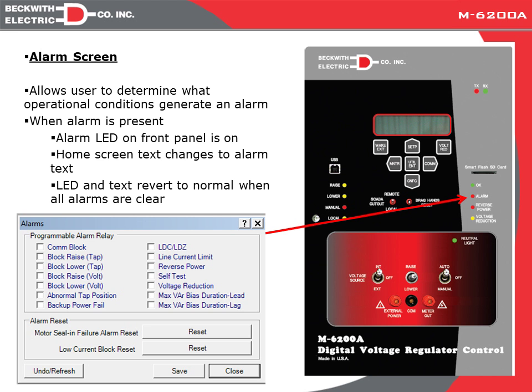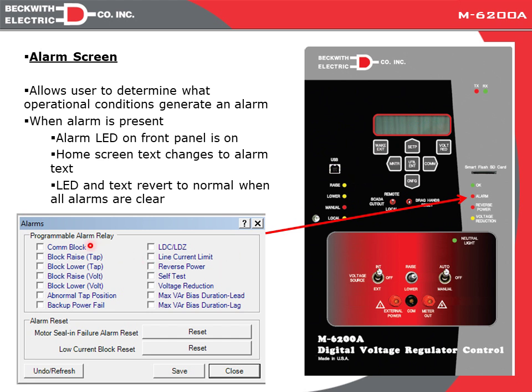Now, we talked about the alarm LED. And what that is for is we can have different cases or scenarios where something is in the abnormal state. And we can configure what scenarios we want for abnormal. For instance, if I'm blocking on tap position, I can check these off. And then anytime I'm blocking via tap position, I would have the alarm LED on. And the text here would actually scroll across the home screen.